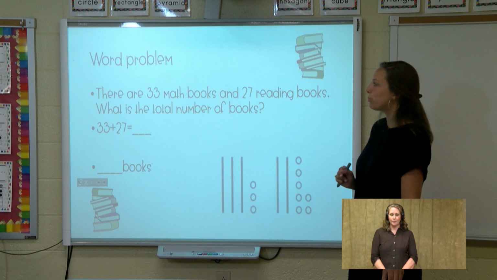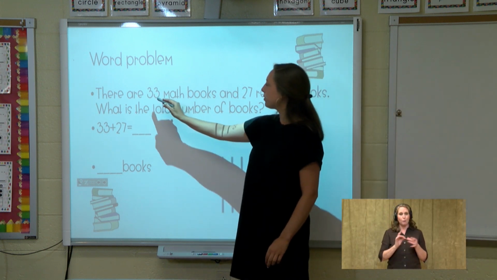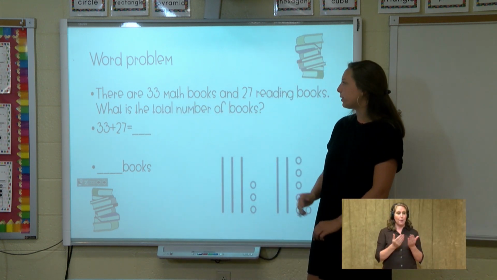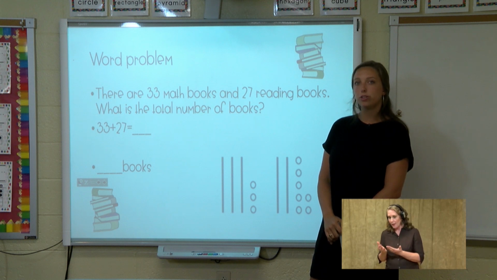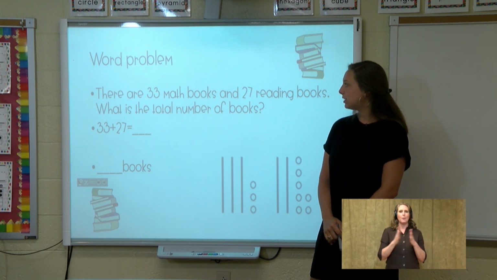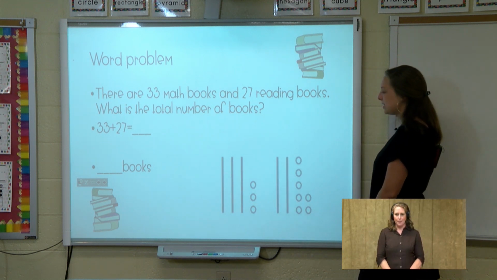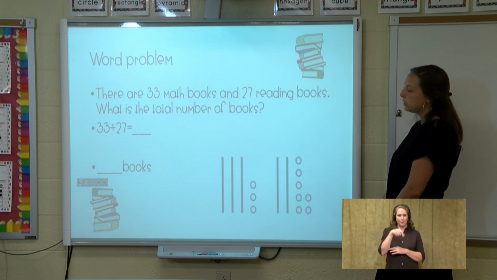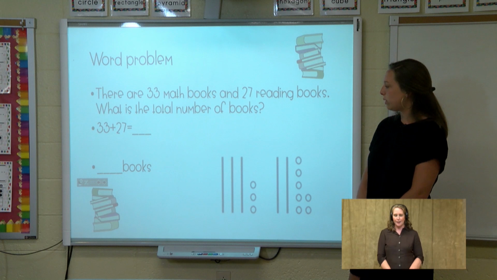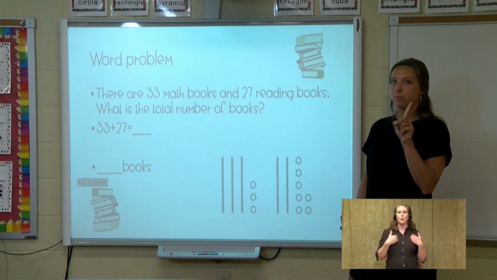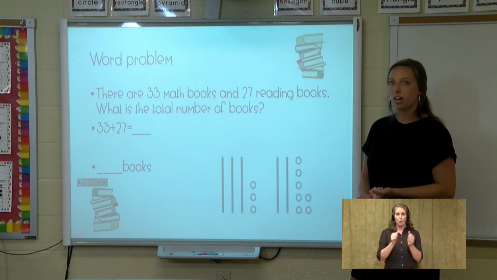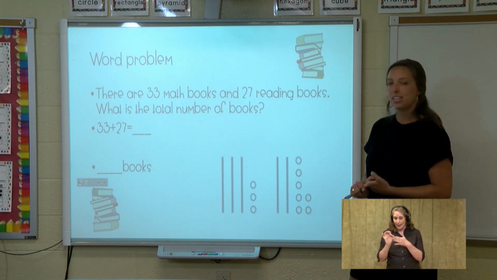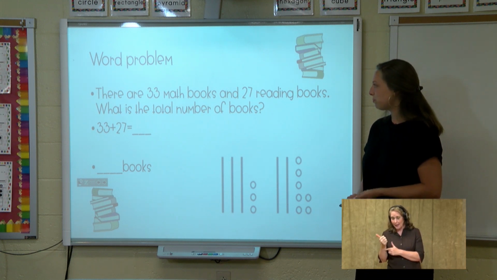Ooh, one more word problem. There are 33 math books and 27 reading books. What is the total number of books? I already set this up for you, your base 10 blocks. What is the total number of books? Remember, count your ones, try to find a 10, and then add your 10s and 1s.